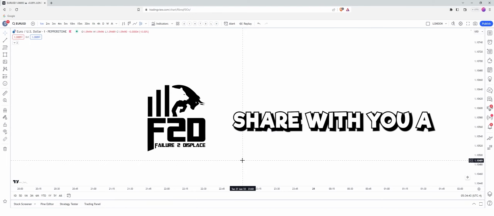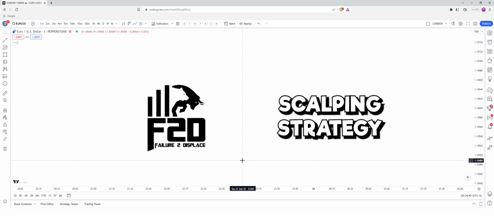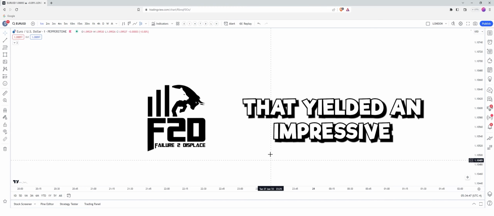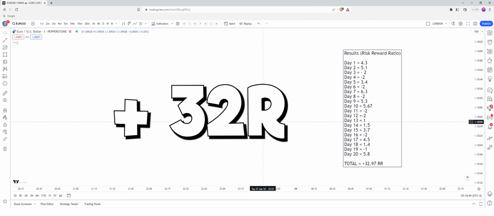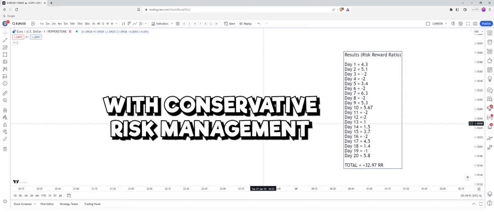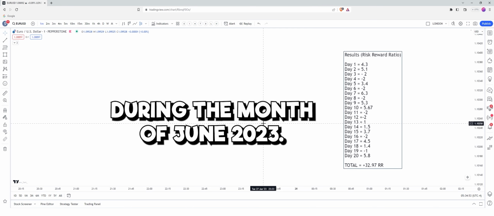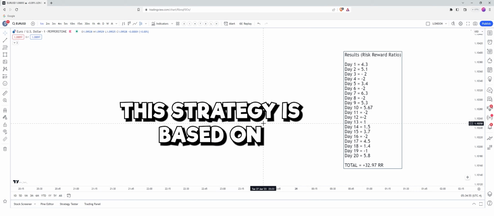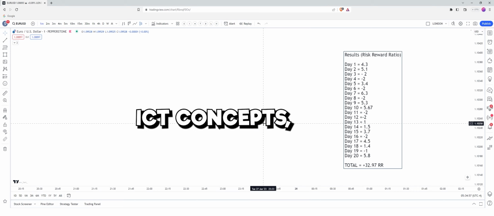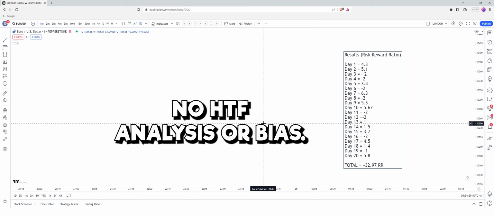Today I'm going to share with you a game-changing 1-minute scalping strategy that yielded an impressive 32R with conservative risk management during the month of June 2023. This strategy is based on some very basic ICT concepts. It requires no higher time frame analysis or bias.